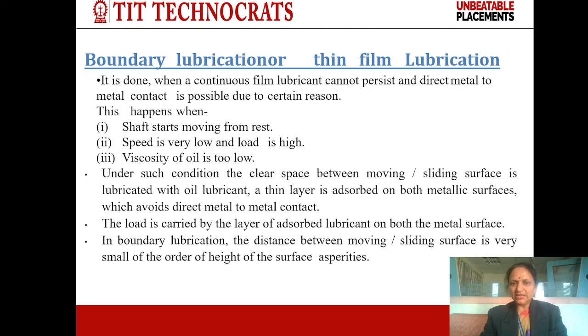Under such conditions, the clear space between moving sliding surfaces is lubricated with oil lubricant. A thin layer is adsorbed on both metallic surfaces, which avoids direct metal to metal contact. The load is carried by the layer of adsorbed lubricant on both the metal surfaces. In boundary lubrication, the distance between moving or sliding surfaces is very small, of the order of the height of the surface asperities. In this type of lubrication, we use semi-solids like grease and solid lubricants like graphite, molybdenum disulfide, etc.